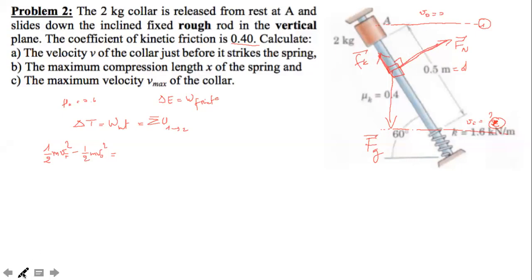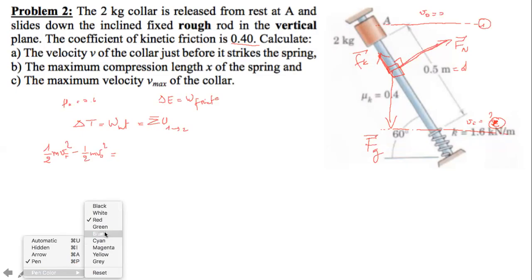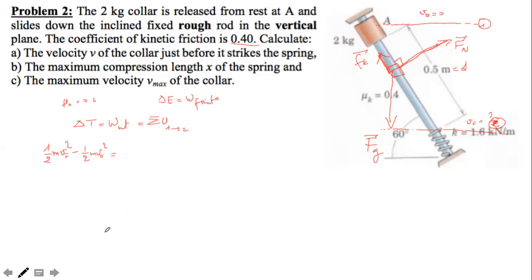Let me repeat what I just said. The free body diagram. I have the weight vertically downward, Fg, and I have the frictional force in the direction opposite to the motion, and I have the normal force from the rod on the collar. So of course, my system is a collar of mass m. This is the free body diagram acting on it.